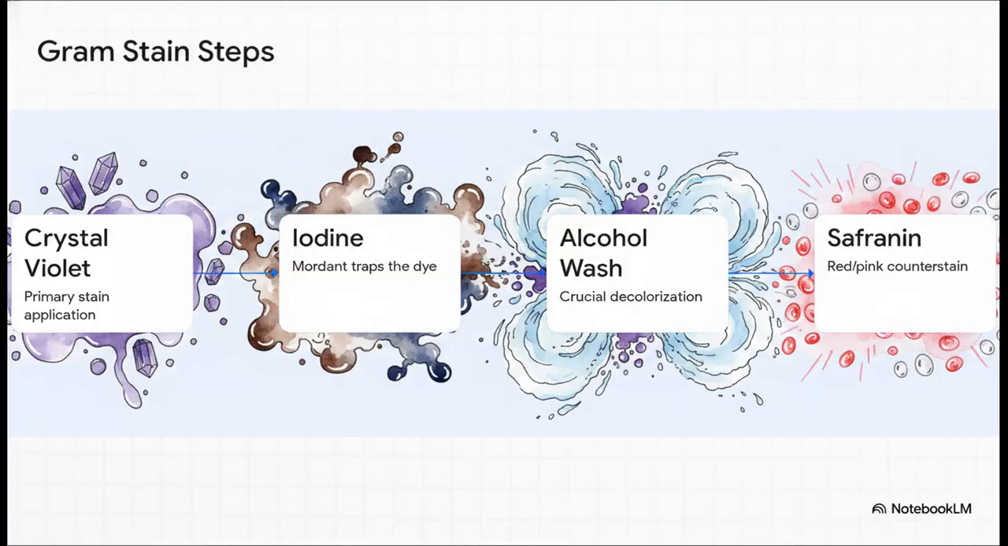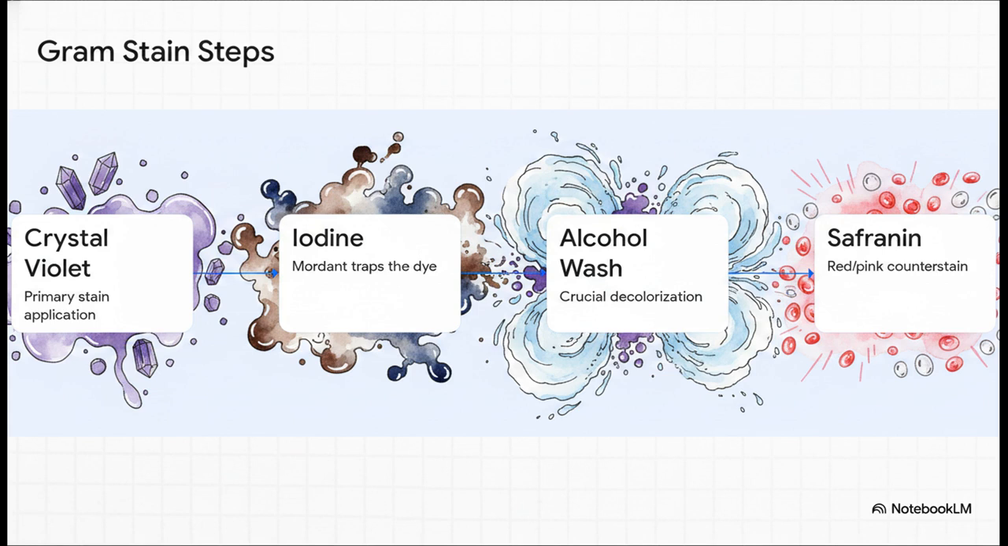Developed by Hans Christian Gram back in 1884, this famous staining procedure is basically 4 rapid-fire steps. First up, we apply a primary stain called crystal violet. Then we add Gram's iodine. This acts as a mordant to really trap that dye in. Third is an alcohol wash, which is our decolorization step. And finally, step 4, we hit it with a counterstain called safranin, which is a red or pink color.